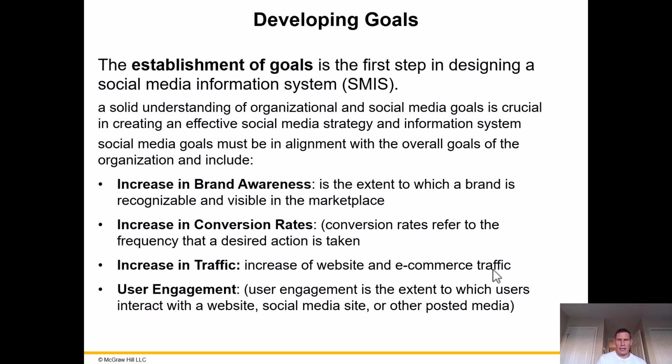Increase in conversion rates. So conversion rates refer to the frequency that a desired action is taken. And most times in this case, it's going to be making a sale. Increase in traffic. Increase of website and e-commerce traffic. And then user engagement. So user engagement is the extent to which users interact with a website, social media site, or other posted media.